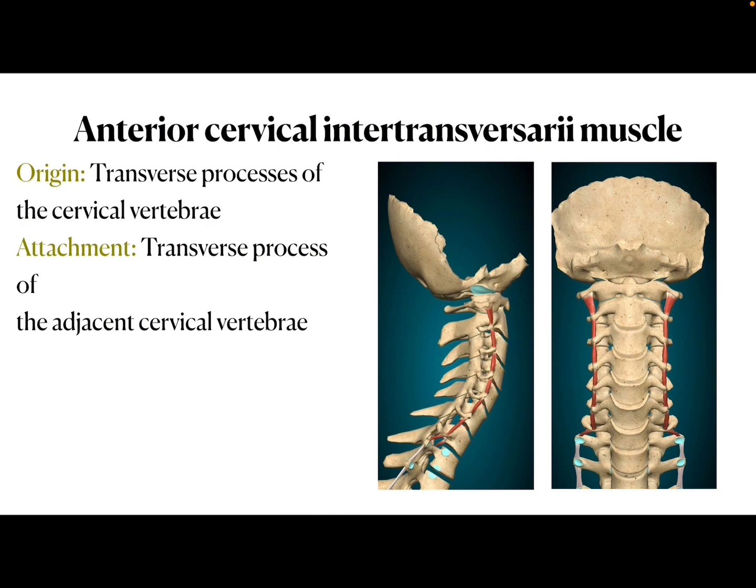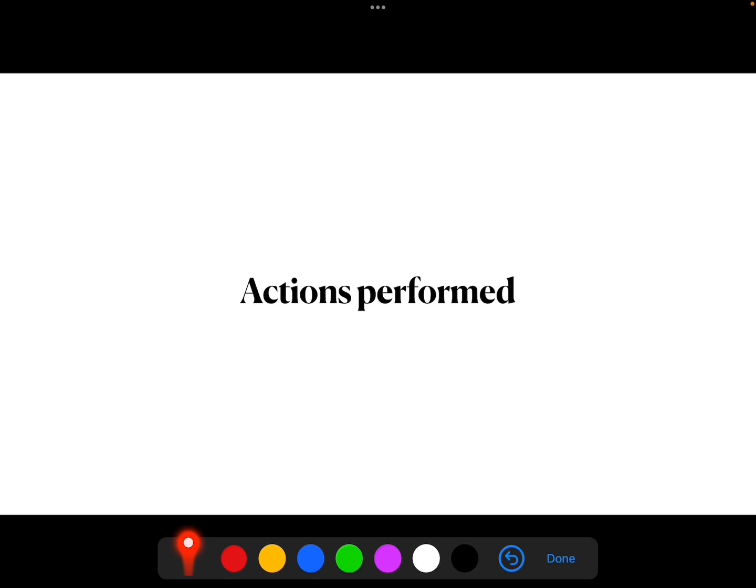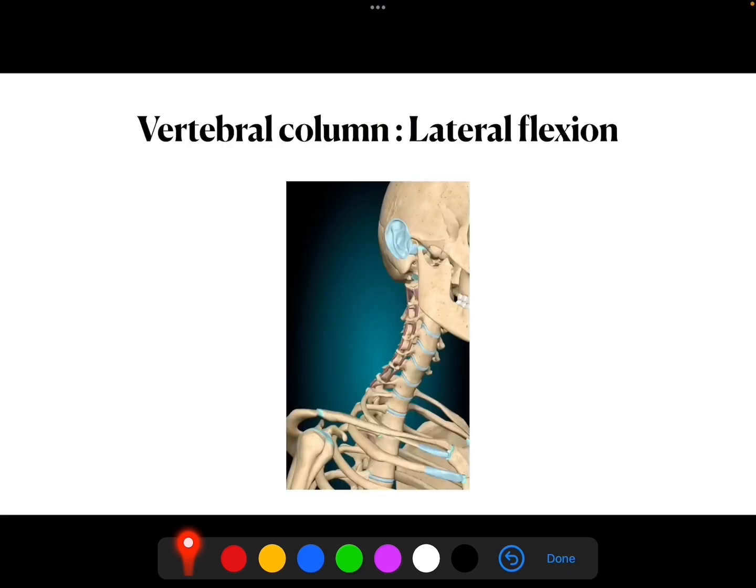Anterior cervical intertransversarii muscle. It originates at the transverse processes of the cervical vertebrae and attaches at the transverse processes of the adjacent cervical vertebrae. Actions performed by this muscle: lateral flexion of the vertebral column.